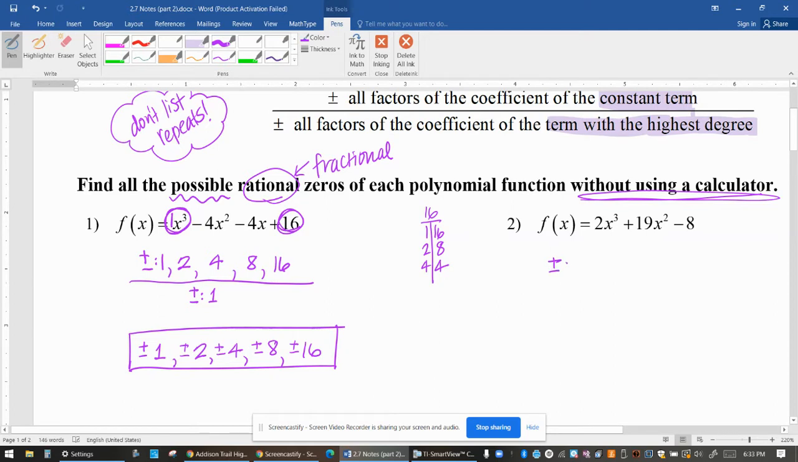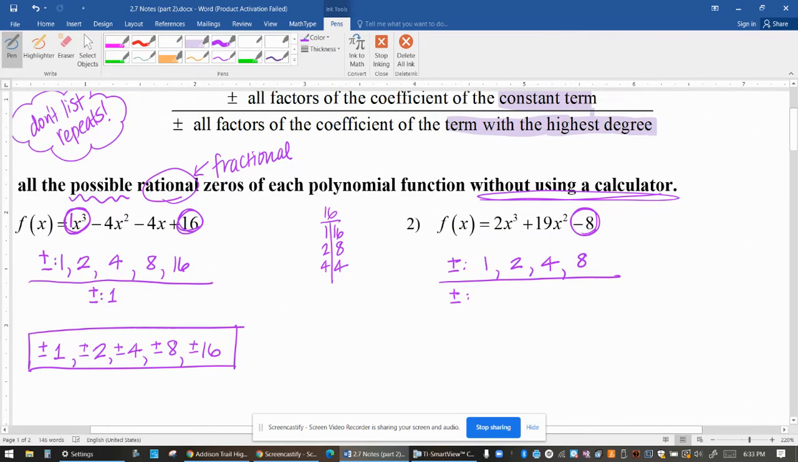Okay, so again, for the formula, you're going to create a ratio of all the factors of your constant term, so all the numbers that multiply together to get 8: 1 and 8, 2 and 4, and that's it. Remember, if you would like, you can also do a table of values, or a T-chart, to list the factors. And then you're going to list all of the factors of the coefficient that's with the leading term, the highest degree. So all the factors of 2 are 1 and 2, and that's it.